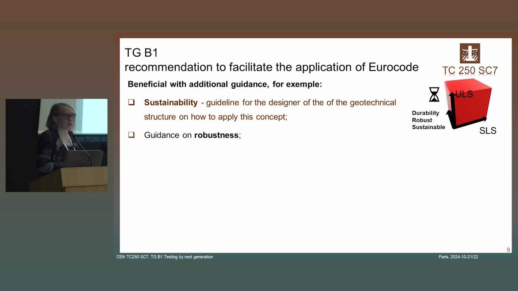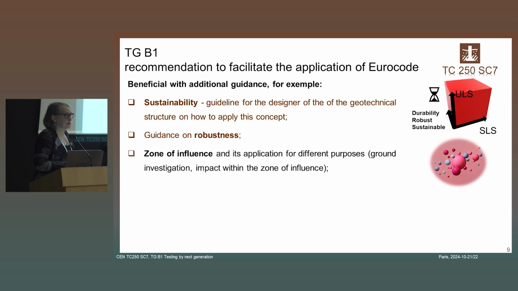Robustness is another tricky word. It could mean quite different things for different engineers, but you still need to make sure that you have the same understanding on national level on how to do this. Zone of influence, a very tricky word. For some people, it's just the zone of ground investigation, but it's also the zone of influence for impact, and it's also groundwater influence. Here we also need to make sure that we speak the same language on national level.